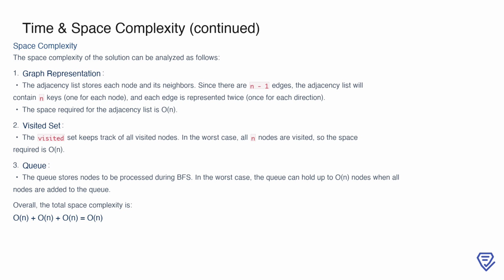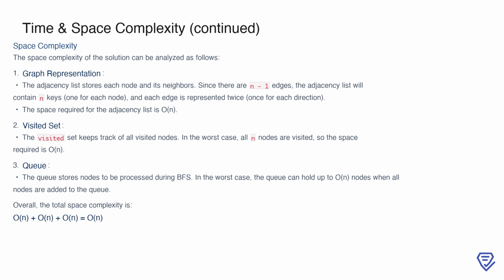Now, let's examine the space complexity. For the graph representation, the adjacency list stores each node and its neighbors. Since there are n-1 edges, and each edge is represented twice, once for each direction, the space required for the adjacency list is O(n). Additionally, the visited set keeps track of all visited nodes. In the worst case, all n nodes are visited, which requires O(n) space. Finally, the queue used for BFS can hold up to n nodes in the worst case when all nodes are added to the queue. Summing these up, the total space complexity of our solution is O(n) plus O(n), which simplifies to O(n).